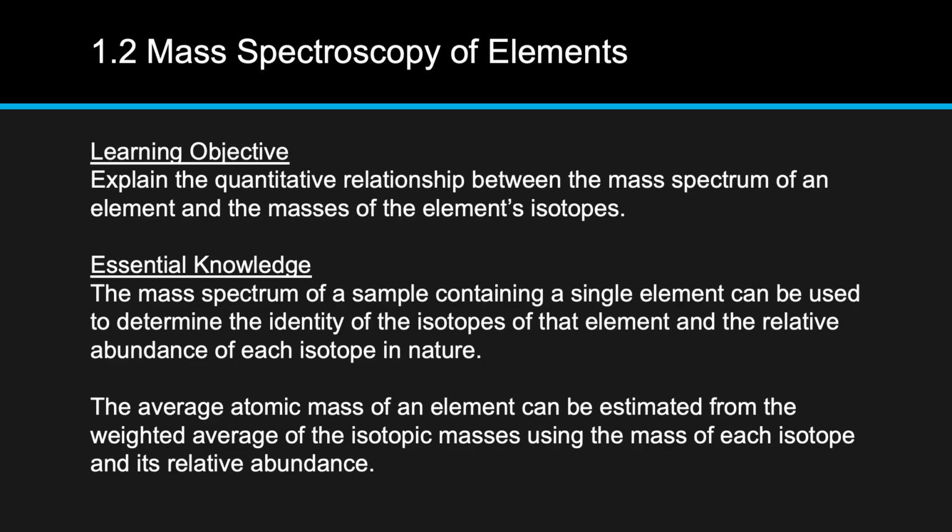So a mass spectrum is going to show the different isotopes of an element and how common each one is. And by using both the mass of each isotope and how often it occurs, scientists are going to be able to calculate the element's average atomic mass as a weighted average.